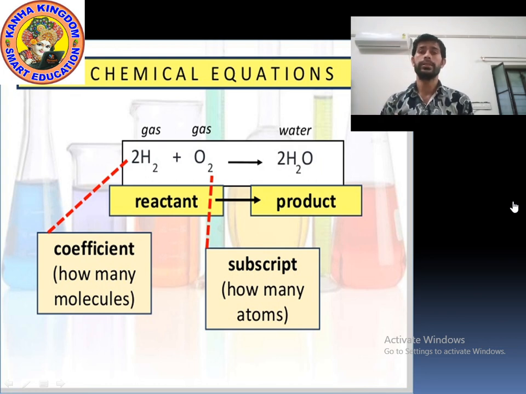But above this equation, I have written gas and water. It means H2 is a gas, O2 is a gas, and H2O is a liquid, water. So these are gas, solid, liquid, aqueous. These are known as states of matter. So we will show states of matter using different symbols. We will look at that now. Okay, I hope that you have understood. Let's move on to the next point.